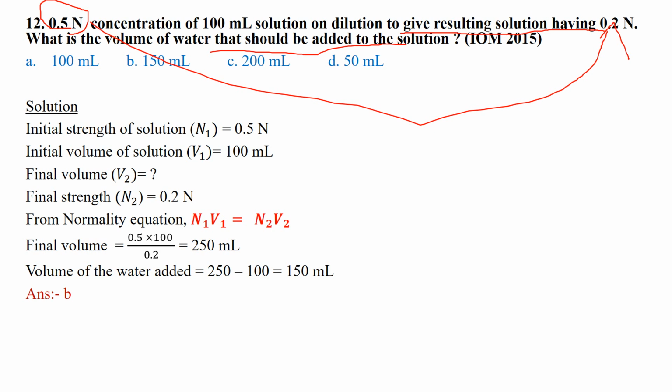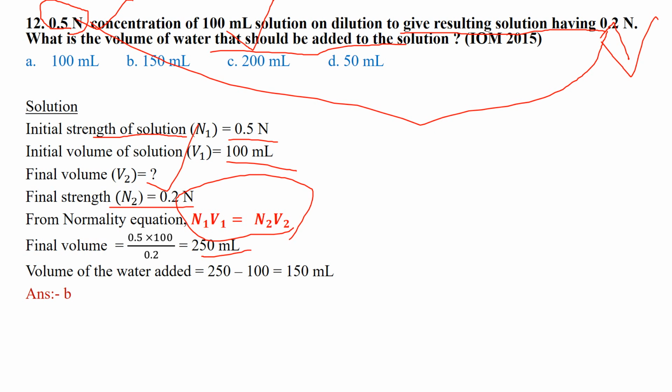So how much amount of water should be added? The question is asked about the amount of water. Initial strength will be 0.5 normal, and initial volume will be 100 ml. Then the final volume we have to calculate. Final strength will be 0.2 normal. By using the normality equation, the answer will be 250 ml. Then 250 ml is the volume of the solution in the final case. Then we have to subtract the initial volume from this to calculate the amount of water added, that is 150 ml. Very important question.